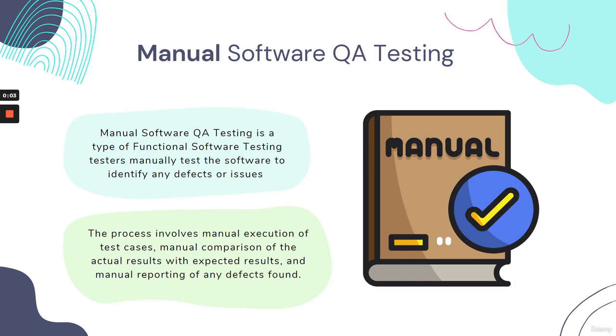Under the umbrella of functional software QA testing, there is an area known as manual software testing. Manual software QA testing is a type of functional software testing that manually tests the software to identify any defects or issues. The process involves manual execution of test cases, manual comparison of the actual results with expected results, and manual reporting of any defects found.